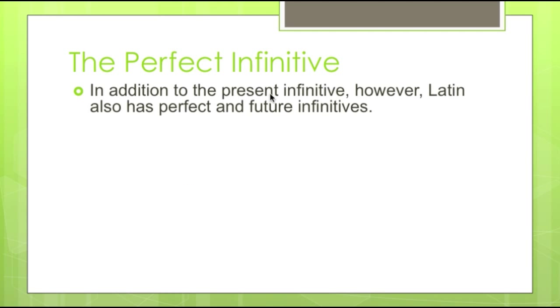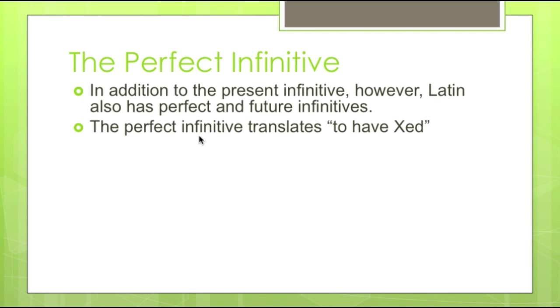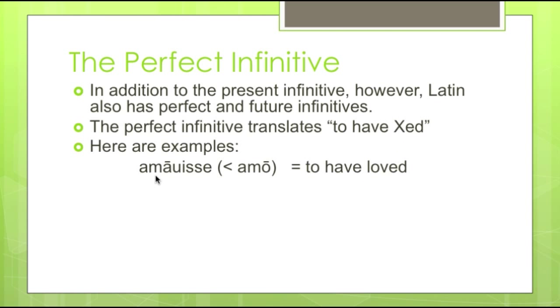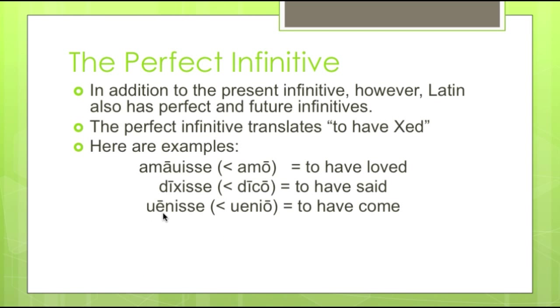In addition to the present infinitive, however, Latin also has perfect and future infinitives. The perfect infinitive translates as to have exed. Here are some examples. Amavisse is the perfect infinitive from amo, and it means to have loved. Dixisse is the perfect infinitive from dico, and it means to have said. Venisse is the perfect infinitive from venio, and it means to have come.